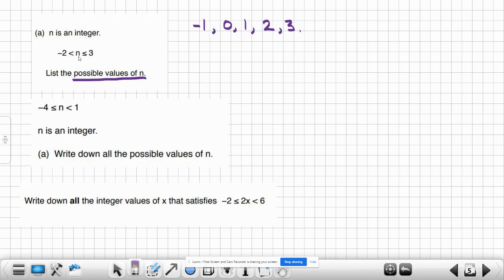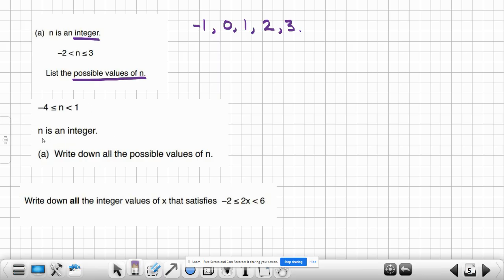It must be greater than minus 2. Well, all of these are, and they are all integers. It must also be equal to or less than 3, and again, all of these fit that description. So that's our answer. Pause the video and have a go at the next one if you can.